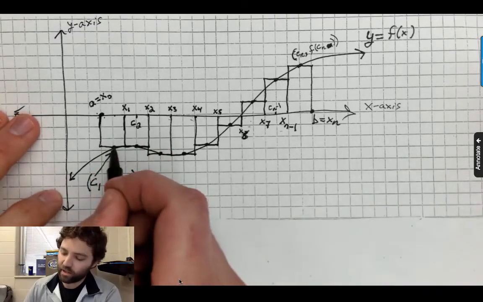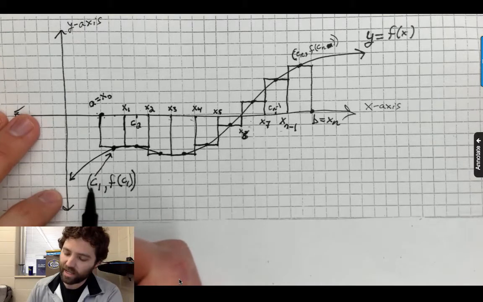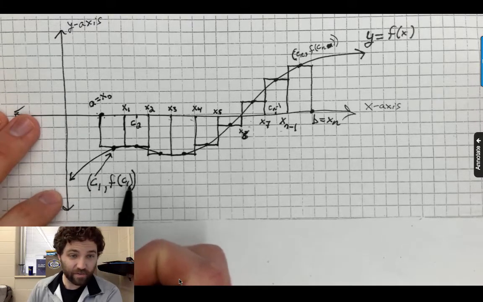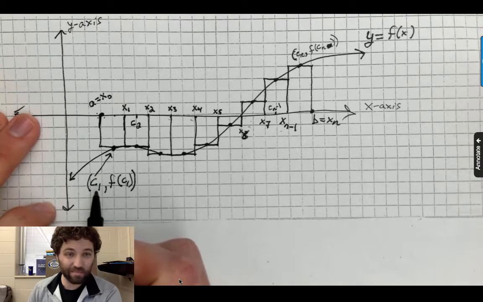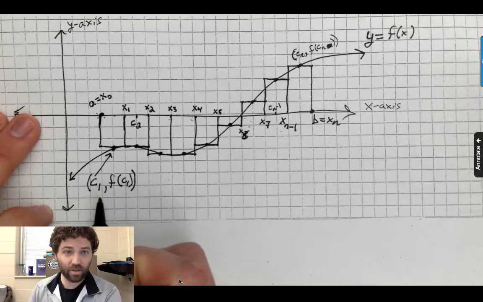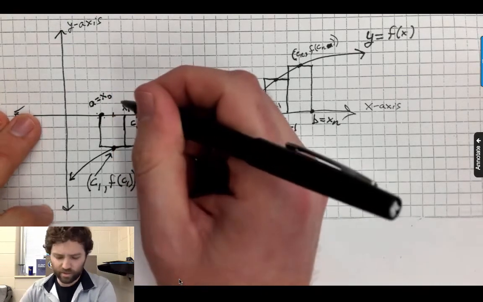This first point here is going to be located at c sub 1, comma, f of c sub 1. Now, c sub 1 represents the midpoint of the first rectangle, of the first subinterval. All right, so this right here is c sub 1.